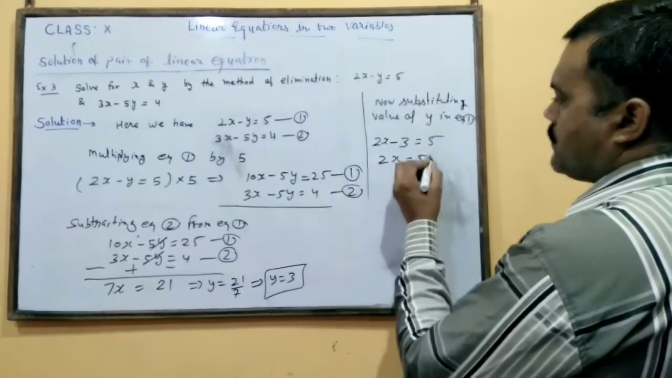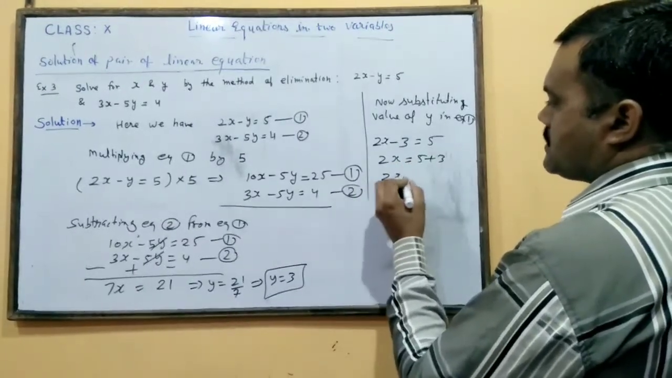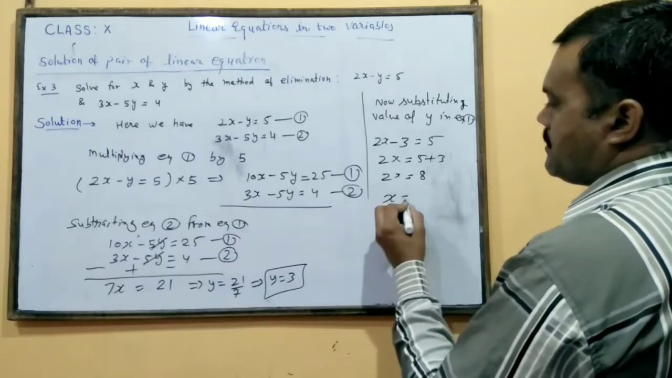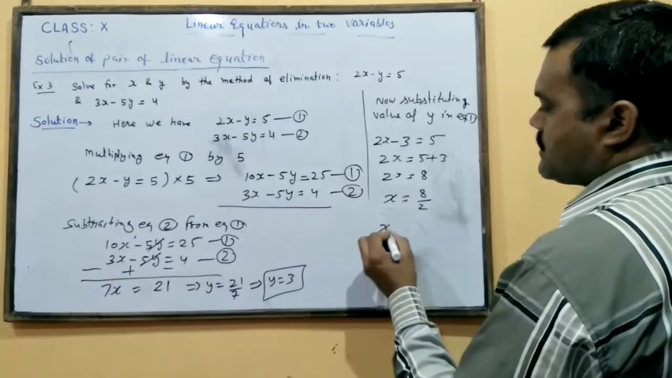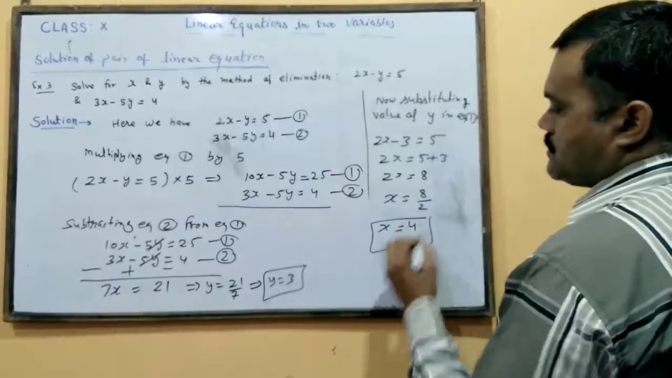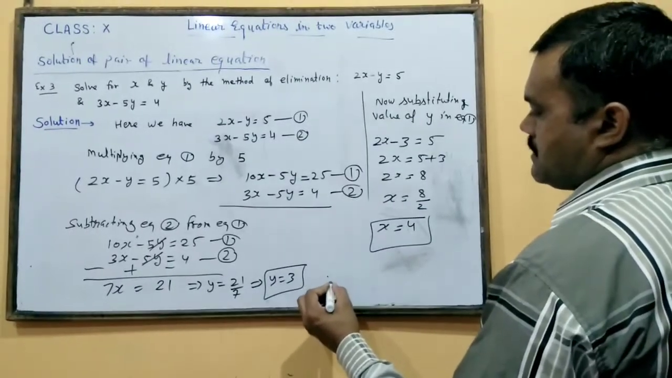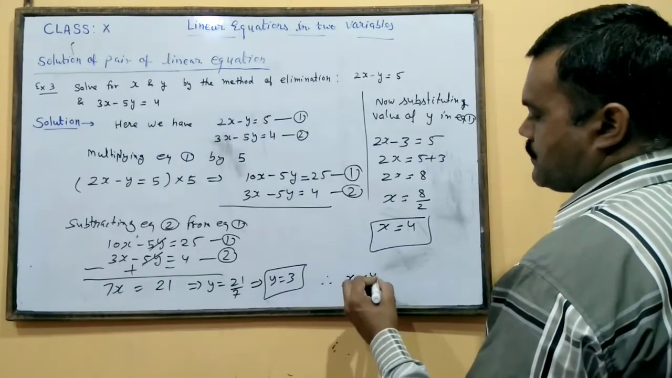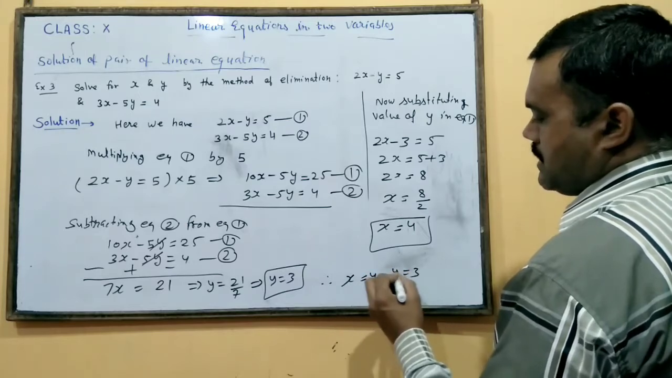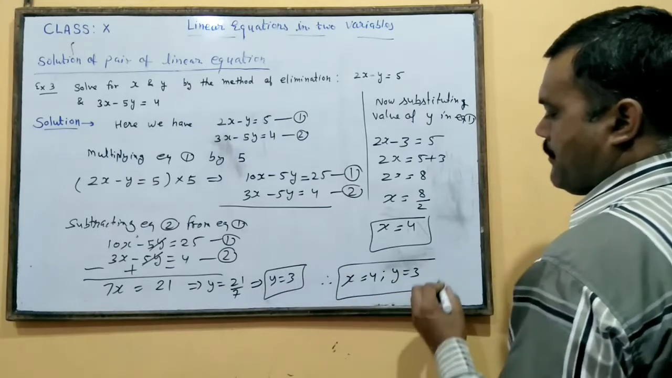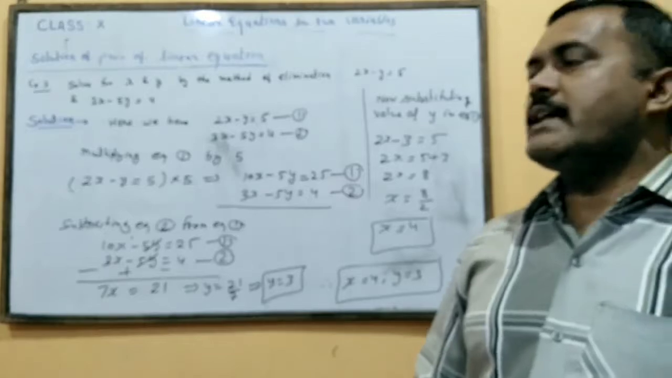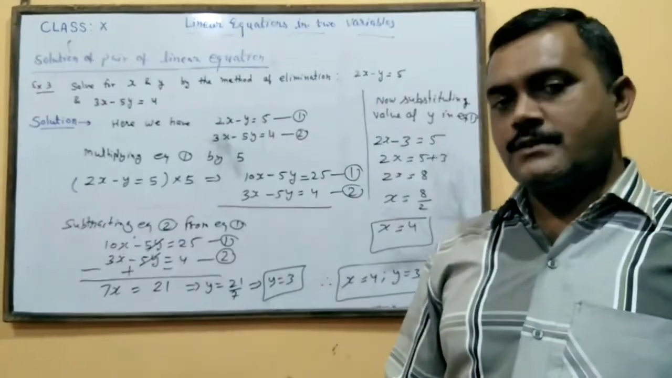2x is equal to 5 plus 3, 2x is equal to 8, then x will be 8 upon 2 and x will come 4. So the solution is, therefore, x is equal to 4 and y is equal to 3. So this is your answer. Hope the method of elimination is quite clear and you can do the questions.